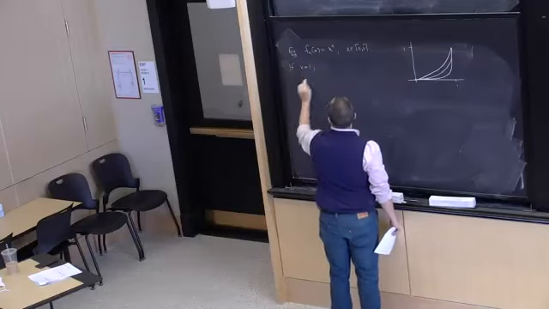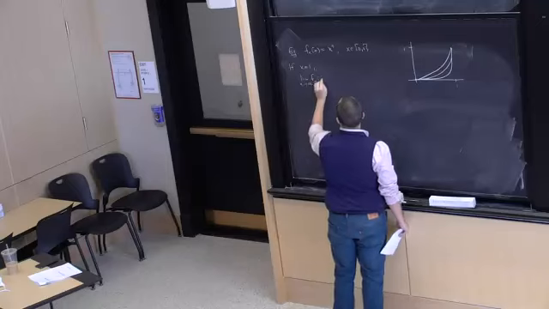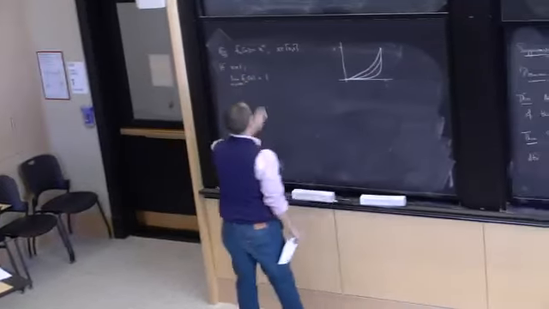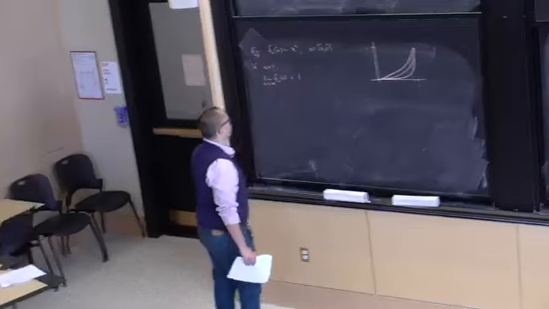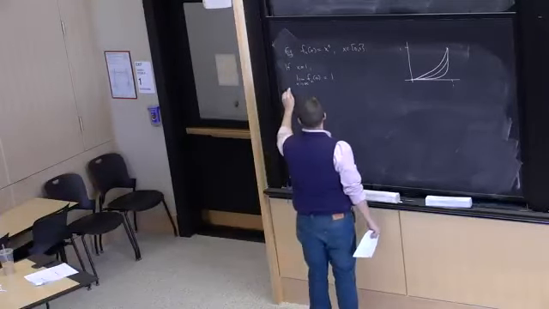Well, if x equals 1, then it's pretty clear that the limit as n goes to infinity of f_n(1) equals 1, right? If I stick in 1 here, I get 1 for all n, and therefore the limit as n goes to infinity of f_n(1) is 1.